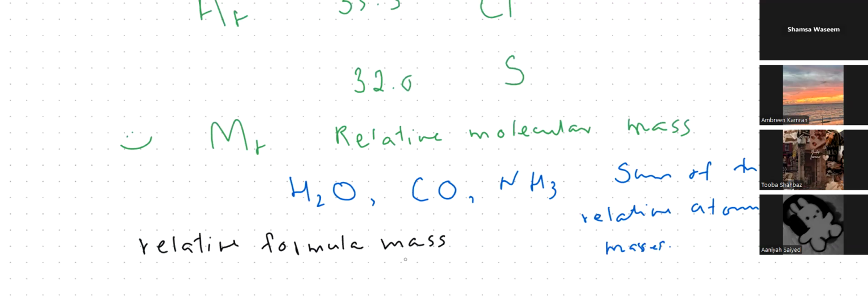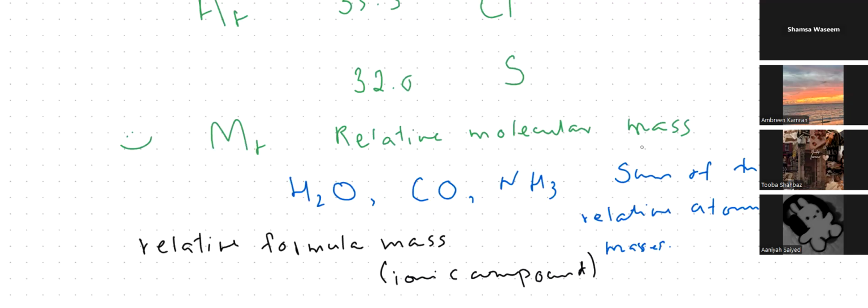Okay, again repeat it. When we are calculating the MR of an ionic compound, we say this as relative formula mass. That is going to be the sum of the relative atomic masses of the elements in the compound. Okay, but for the ionic compounds, we just write down this term as relative formula mass. And for covalent compounds, we say this as relative molecular mass. Okay? Tuba and Anya, did you get it? Yes.